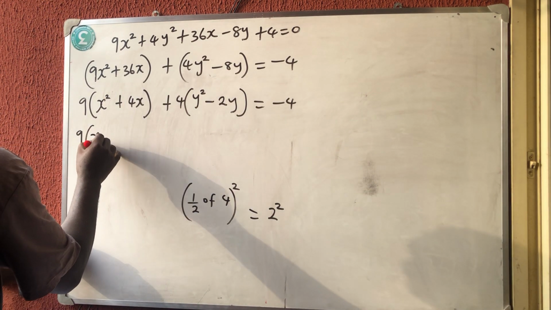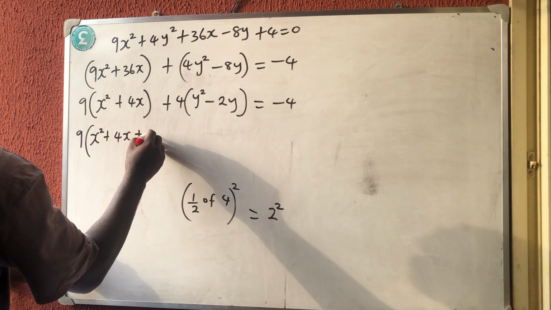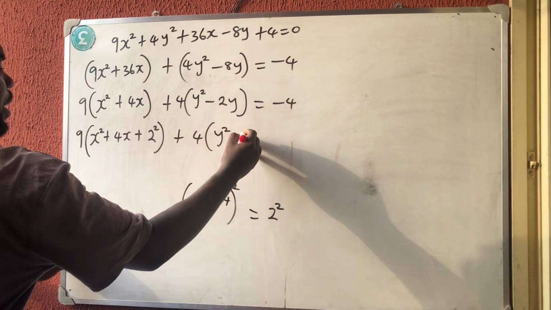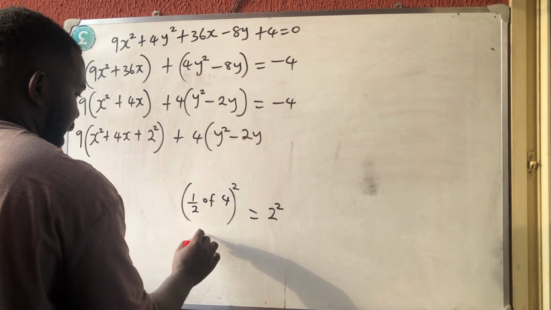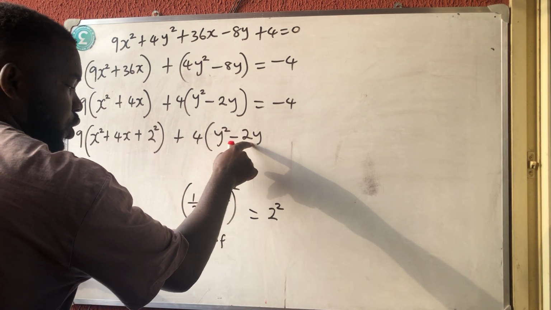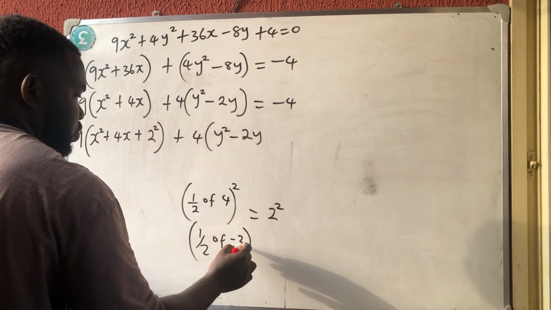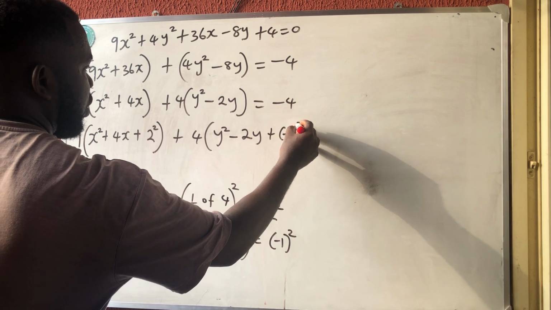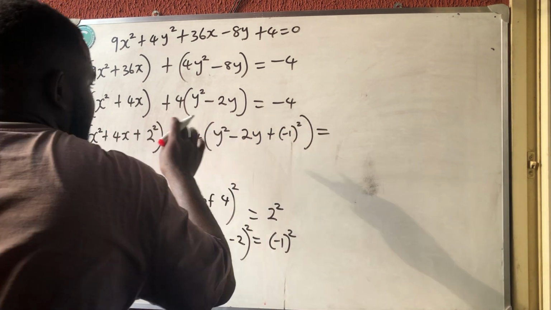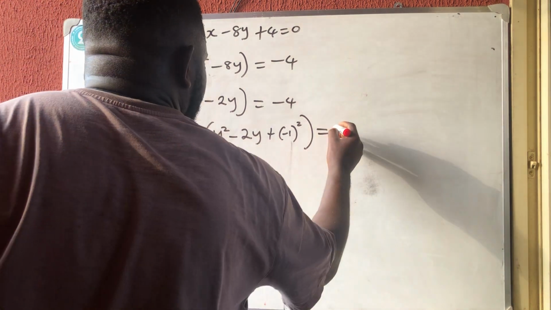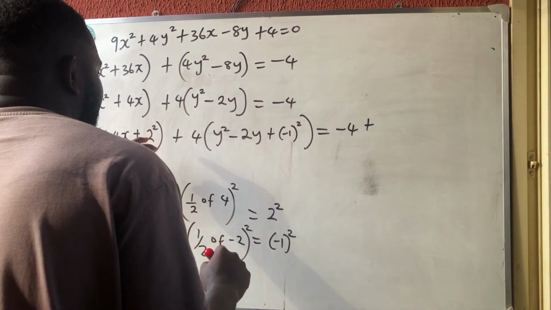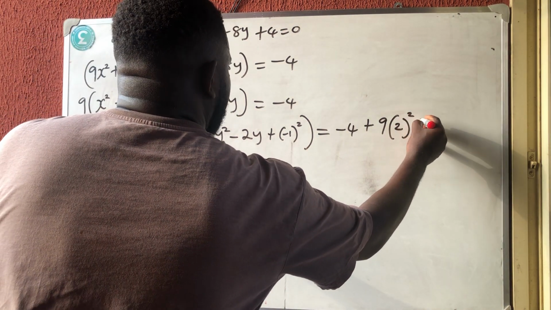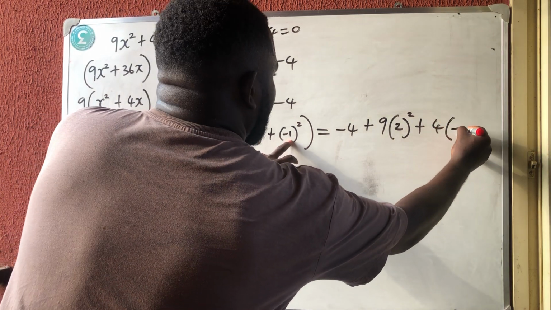So I'm going to have x squared plus 4x plus 2 squared. I've done this side. Plus 4 into y squared minus 2y. Let's do the same thing here. Half of the coefficient of y now, not the coefficient of x, and the coefficient of y is minus 2, all squared. So half of minus 2 is minus 1, all squared. So let's add minus 1 all squared. We have added these to this side, so we still need to add to the other side. So I'm going to have minus 4 is already here, plus what I'm adding is no longer 2 squared but 9 times that 2 squared. So 9 bracket 2 squared plus 4 bracket minus 1 squared.